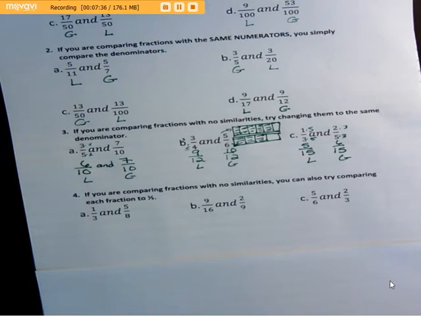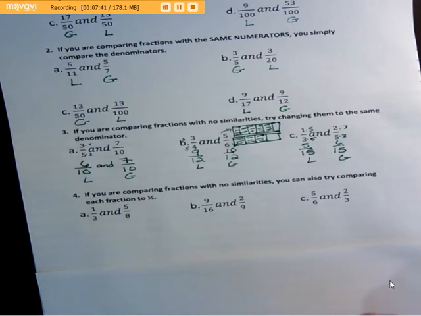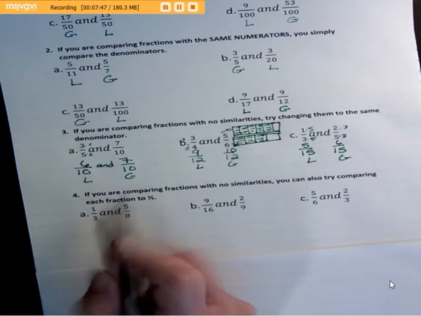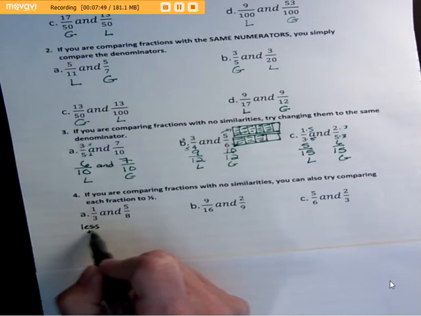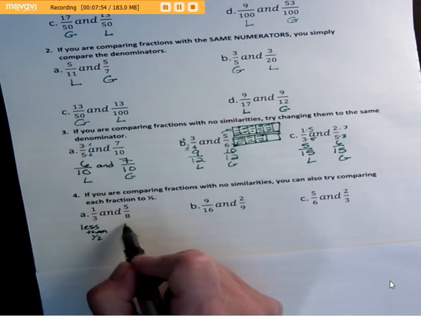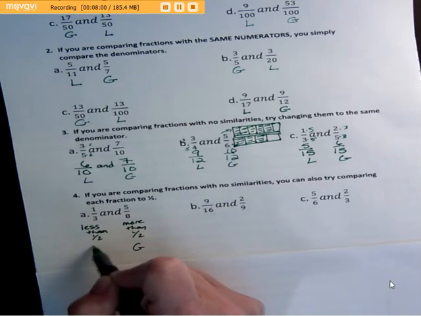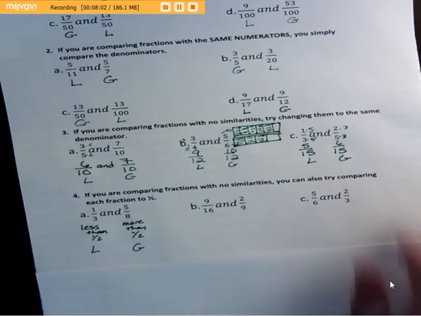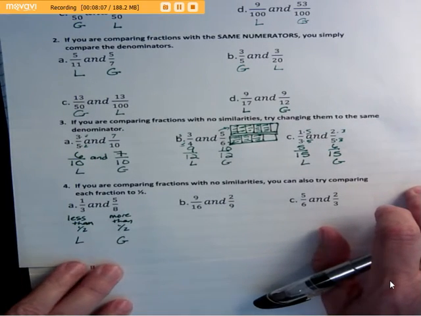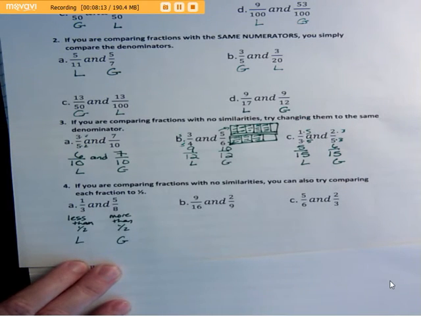If you're comparing fractions with no similarities, if you don't want to find a common denominator, you can also try comparing them to 1/2. So in other words, 1/3 is definitely less than 1/2. But 5/8, well, half of 8 would be 4. So this is more than 1/2. So this one's greater and this one's lesser. So if you can just look at their comparison to 1/2, that sometimes works. This is more than 1/2, this is less than 1/2. That's all I need to know.